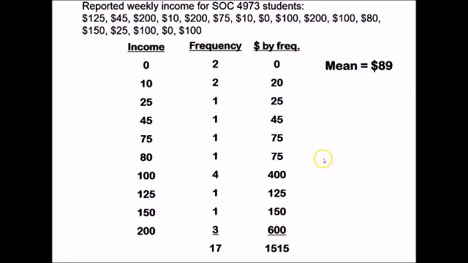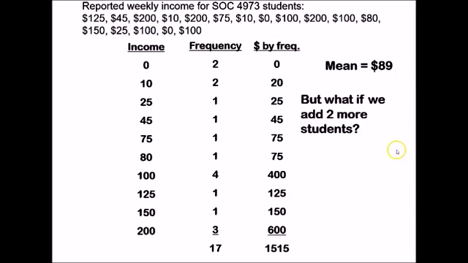Let's go back to our reported weekly income for Sociology 4973 students. As we found it before, we found a mean of $89 per student. But what if we add 2 more students? They come in late to the class.